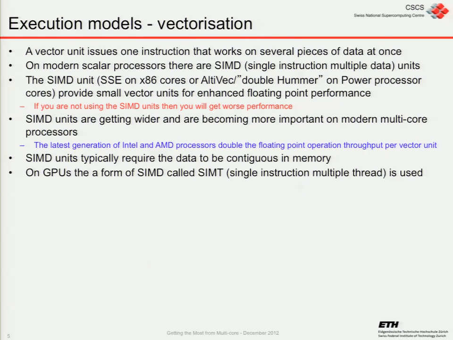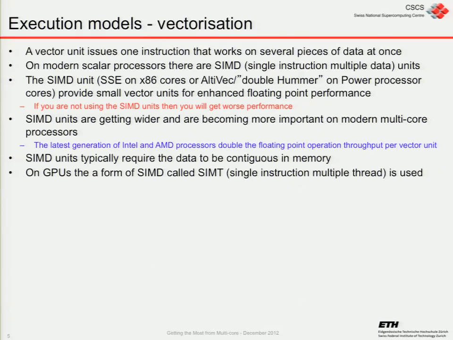So one of the important things about our modern processors, the one that's often hidden from view when we see multi-core processors, is vectorization. As I said, a vector unit will issue instructions in order to amortize the cost of the decode of the instructions. It tries to issue an instruction on several pieces of data at once.